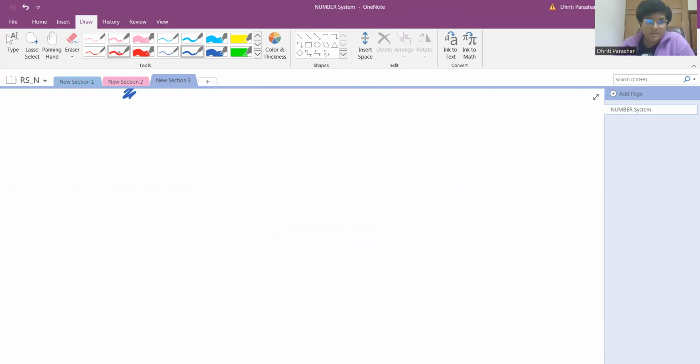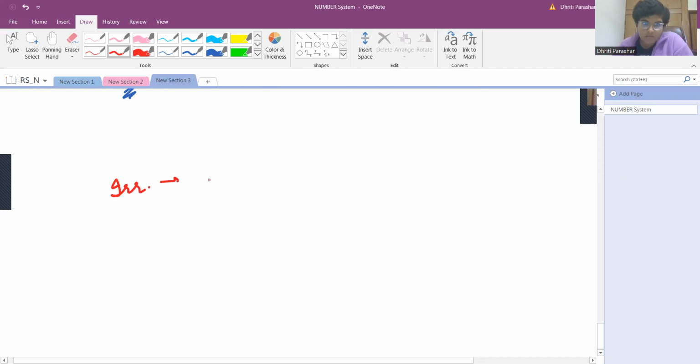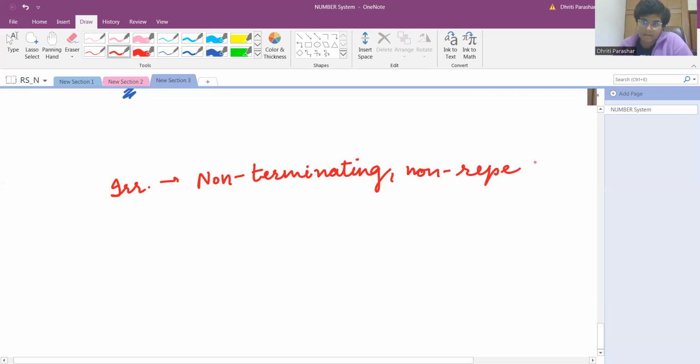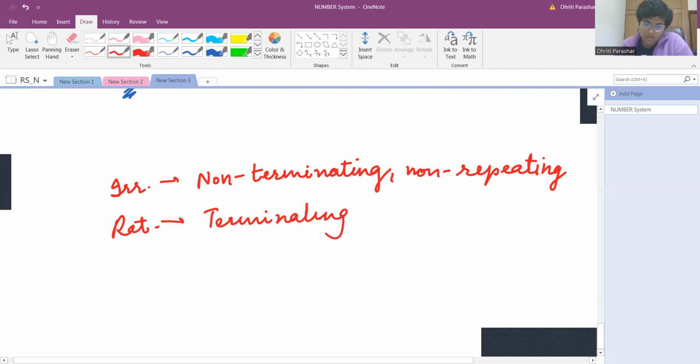So basically, irrational numbers are non-terminating and non-repeating. Whereas rational numbers, on the other hand, are terminating and repeating.